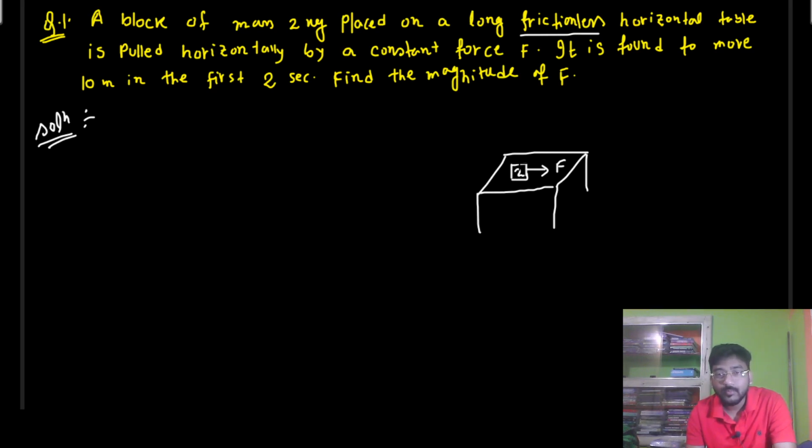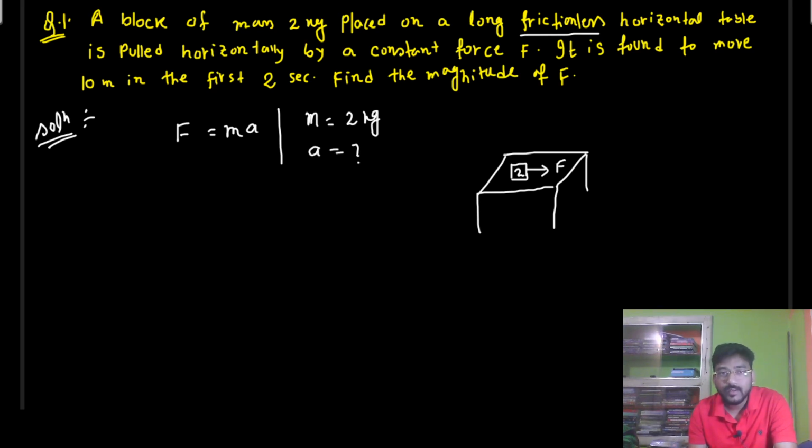Here a block of mass 2 kg is placed and a force F is acting on this block. Now the basic concept is Newton's second law. As mass is constant here, force is equal to mass into acceleration. I have not given any vector sign here because we need to find out the magnitude of the force. So F is equal to ma, and m is given here, 2 kg. So the only thing that we have to find out is acceleration.